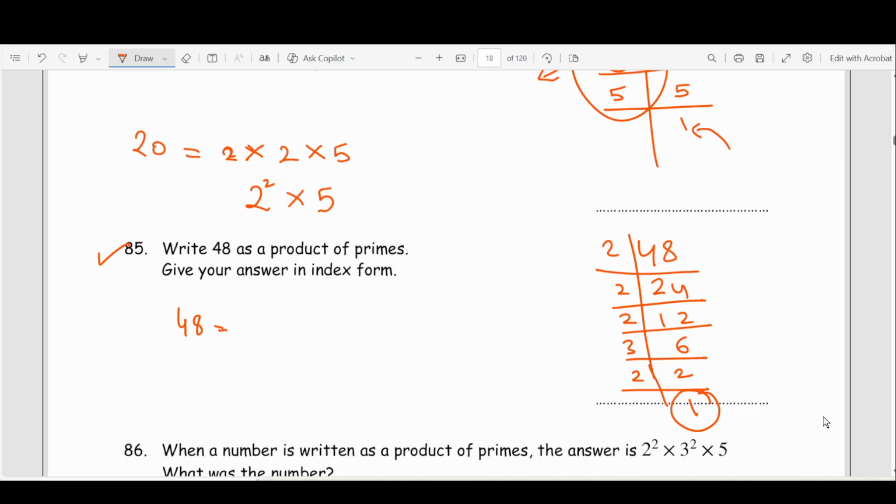48 as a product of prime numbers: 1, 2, 3, 4. So we can write 2 to the power 4 because we have 4 twos. And then we can write 3. And that's our answer, right?